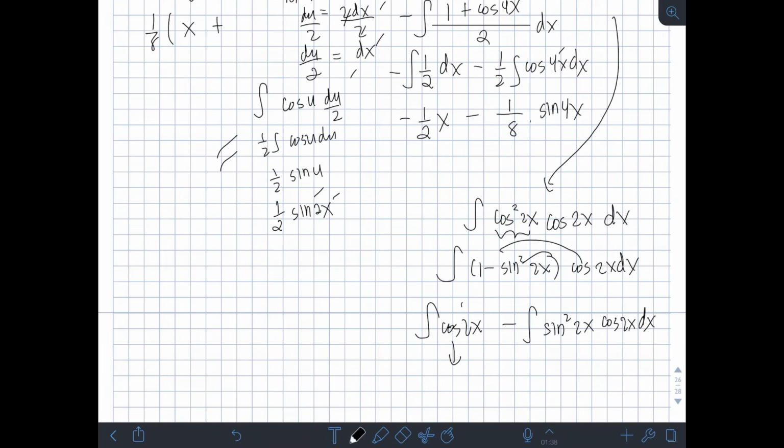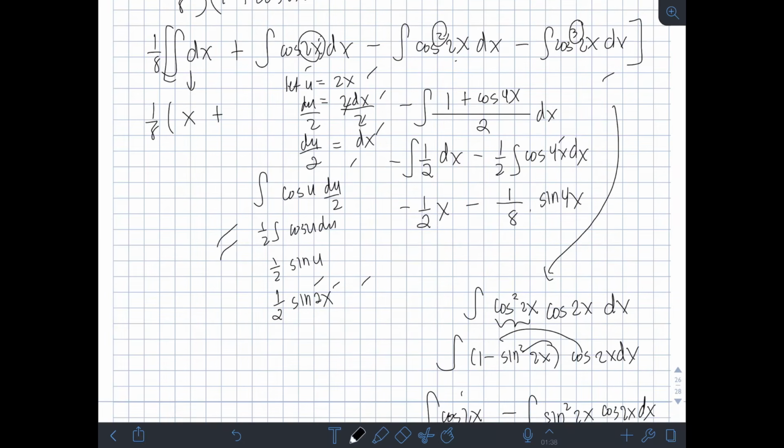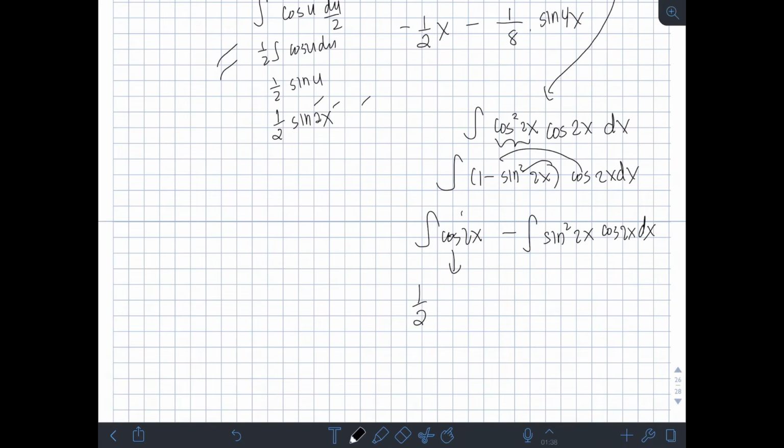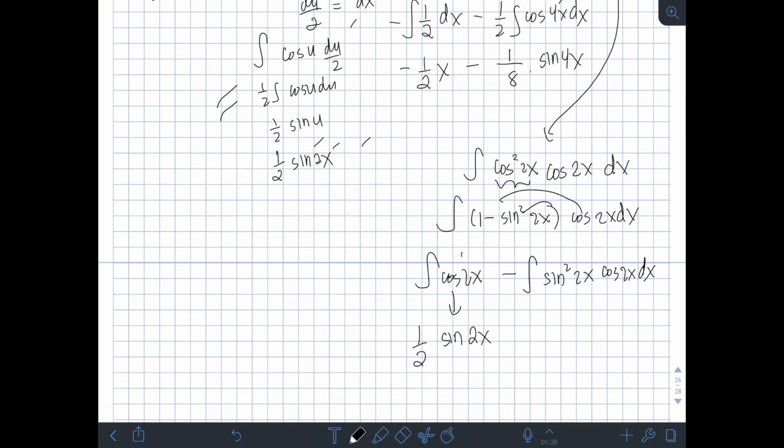Okay, so ito, alam na natin integral niyan. Kanina, 1/2 sine 2x. So, 1/2 sine 2x. Okay, so wag pala natin kalimutan, negative to. So, dapat may negative to. And then ito, pag distribute din natin negative, magiging positive na to. Positive integral nito.